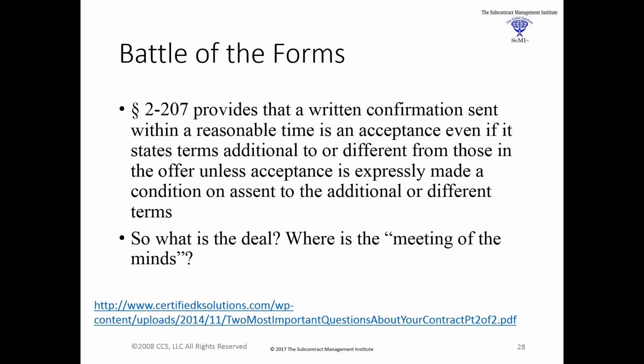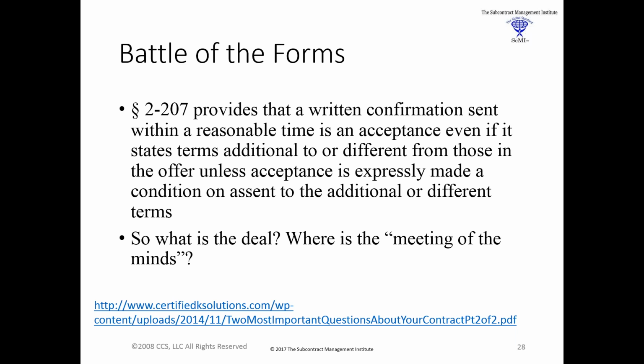Battle of the Forms is another area that gets a lot of press and attention. Written confirmation allows for the existence of a contract even if the two parties have not come to agreement on the terms. One's put their terms forward, one's put the other terms forward, and the courts have come up with a way to reconcile those to make the common terms among the parties stick, and then the other ones apply as appropriate. And again, you can see where performance can actually dictate which terms and conditions truly do apply.